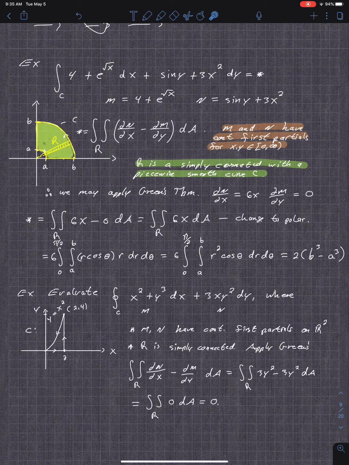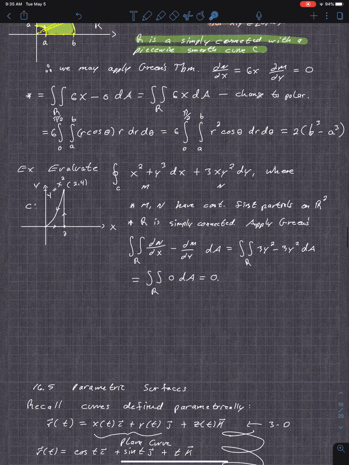Okay, so finish that one out, and you'll get 2b cubed minus 3a cubed. 2b cubed minus a cubed, sorry. All right, next question. We'll just try this one. This one's pretty easy. So here's your curve.